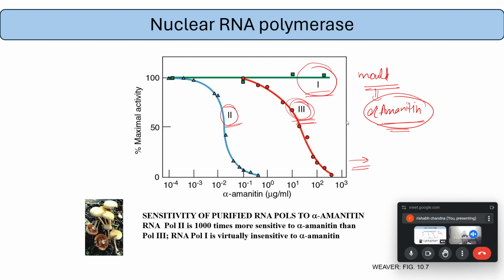So, is this point clear about the sensitivity of the RNA polymerases towards alpha-amanitin? So, moving on.